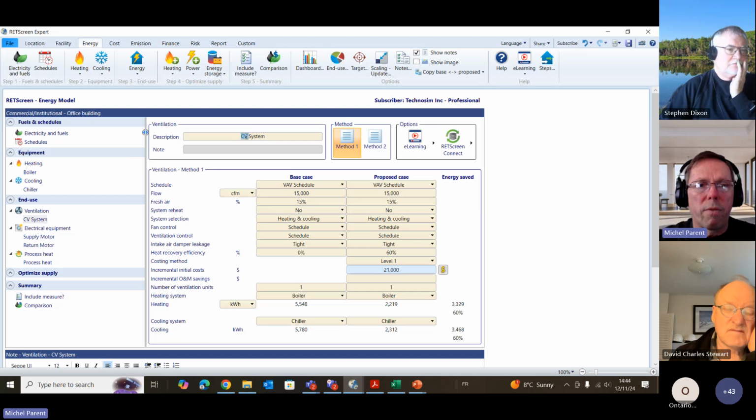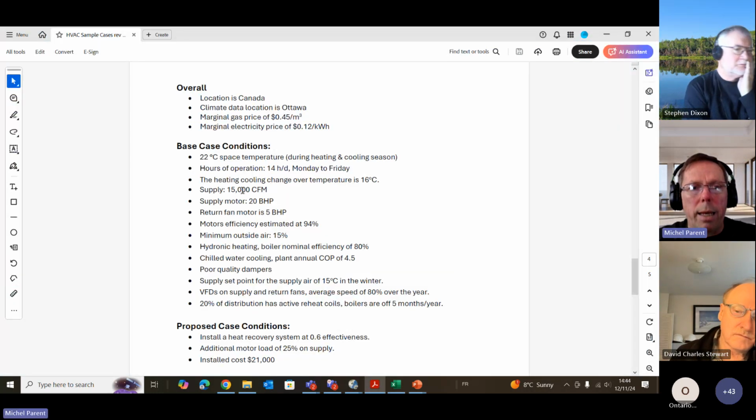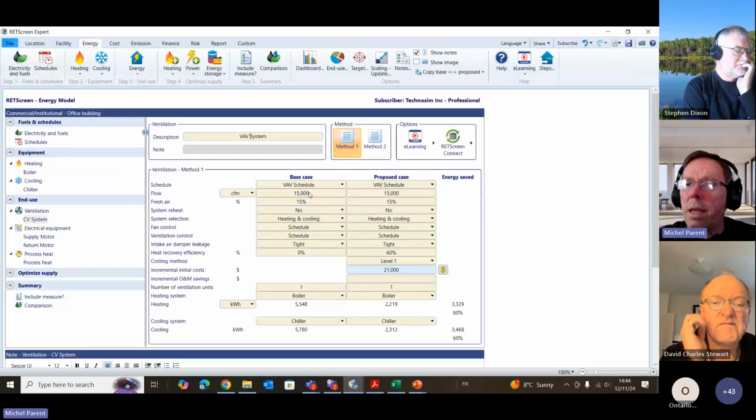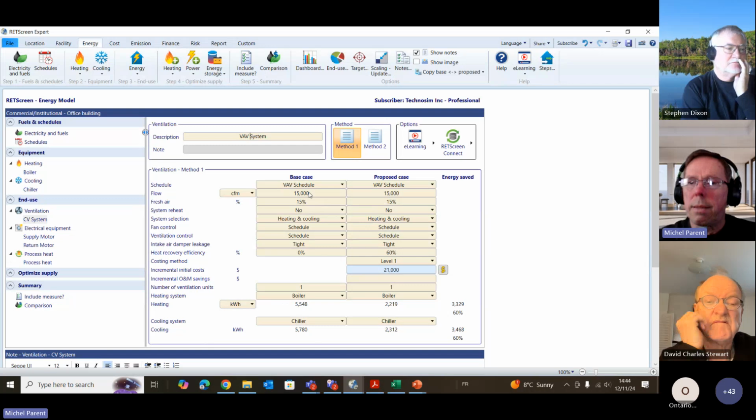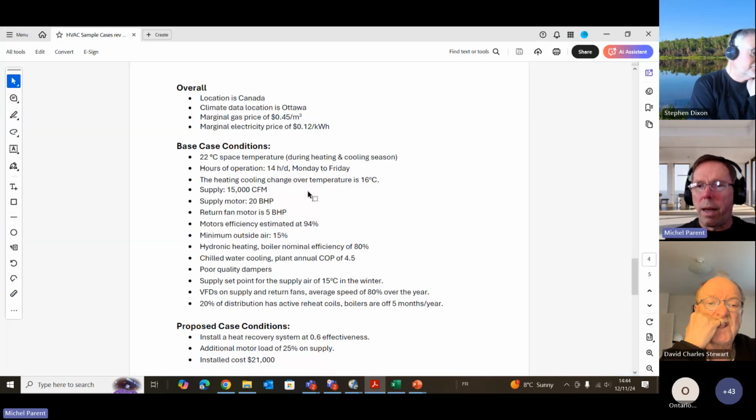So now we can go to our system. I'm going to change the name of the system for VAV. And it says 15,000 CFM. So I'm going to enter 15,000 CFM. Right or wrong, guys? It's a VAV system. In the sheet, it says it's 15,000 CFM. I guess I should enter 15,000 CFM.